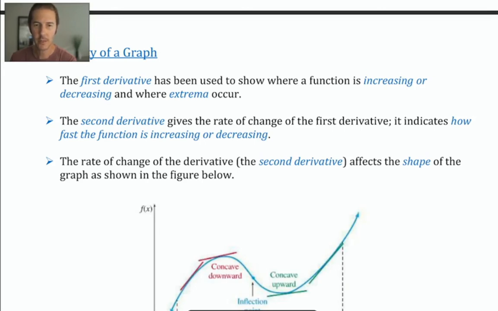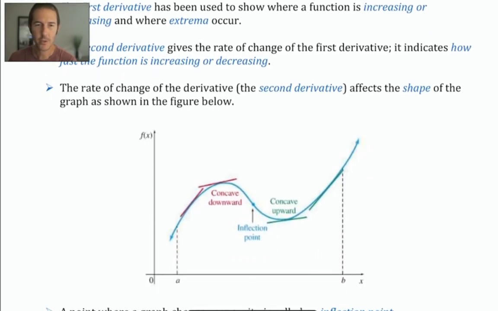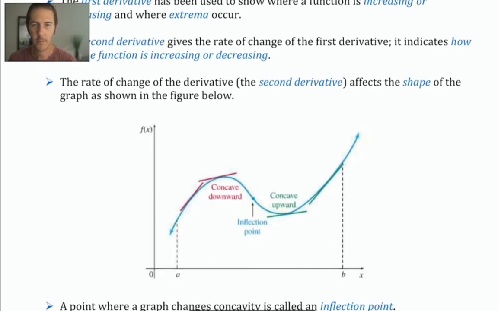The second derivative gives the rate of change of the first derivative, which is the rate of change. So it's the rate of change of the rate of change. And it indicates how fast the function is increasing or decreasing. And I don't like this bullet. The rate of change of the derivative, in other words, the second derivative, affects the shape of the graph as shown.